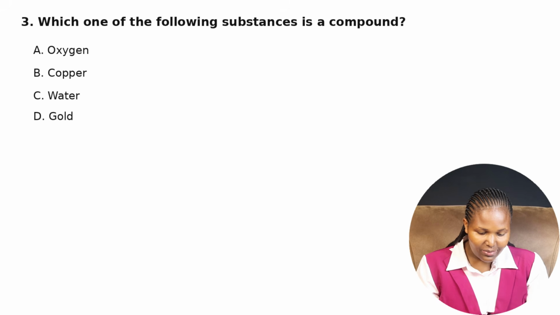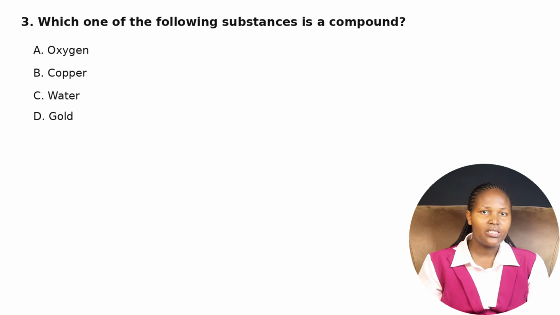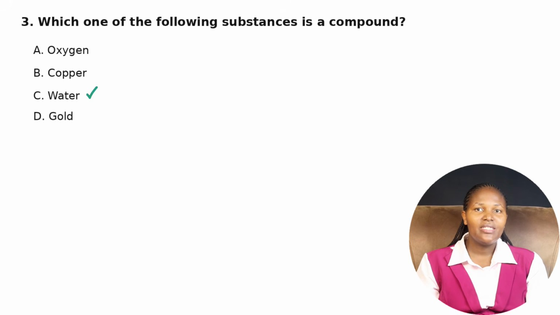Let us now go to question number 3. Which one of the following substances is a compound? A. Oxygen, B. Copper, C. Water, and D. Gold. Now the correct option is C.